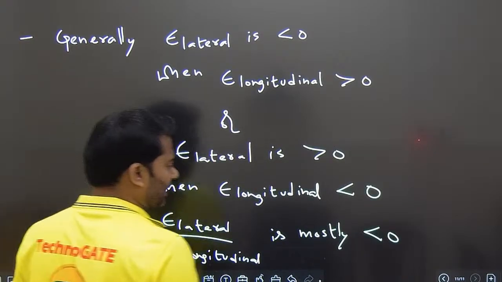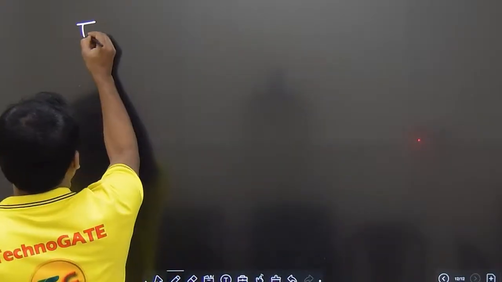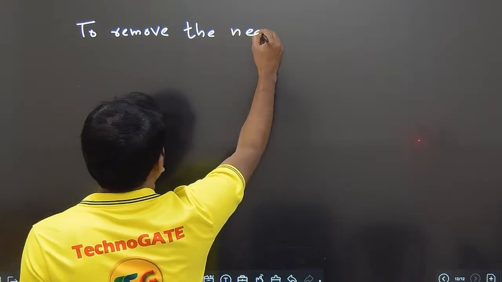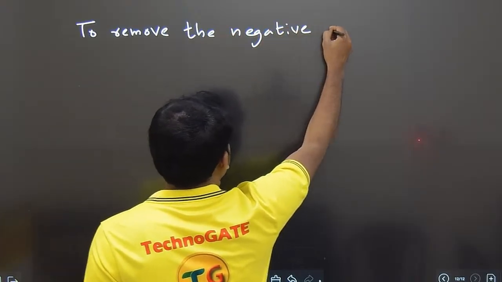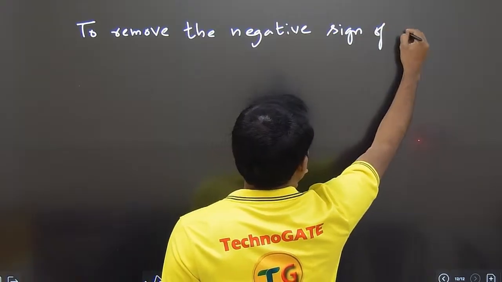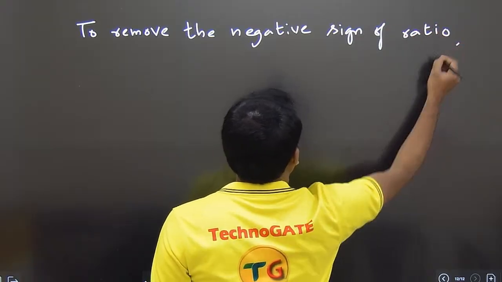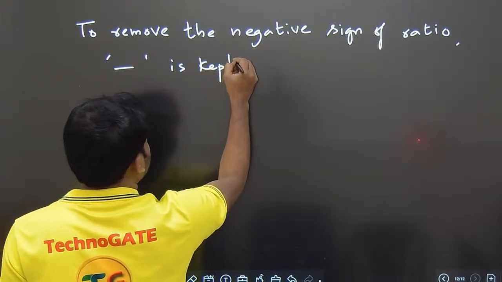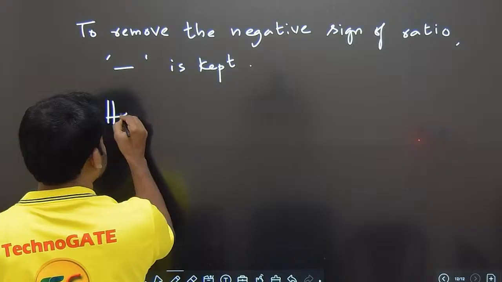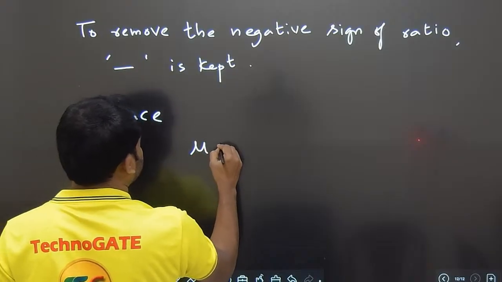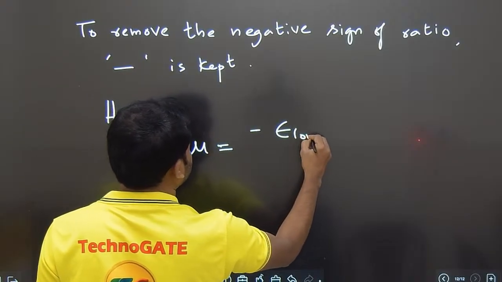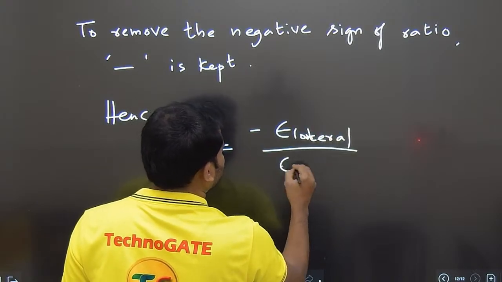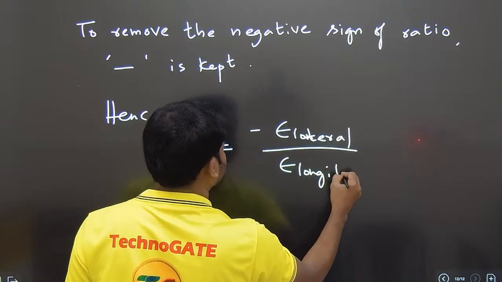So to nullify this negative sign, to remove the negative sign of the ratio, a minus is kept. Hence the formula for Poisson's ratio always has negative lateral strain by longitudinal strain.